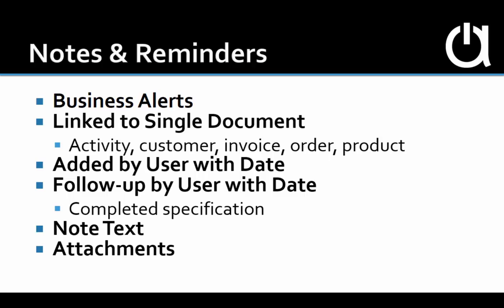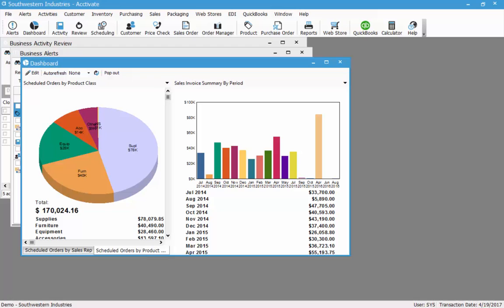So let's go ahead and get into Acctivate and see how all this works. In Configuration Manager, you can set each user to open certain windows automatically whenever you log in. So I've set my demo sys user to open the business activity review, business alerts, and dashboard windows. So let's start by talking about this dashboard.